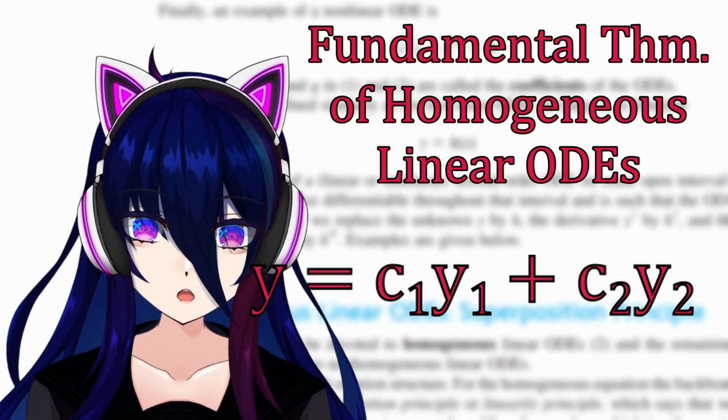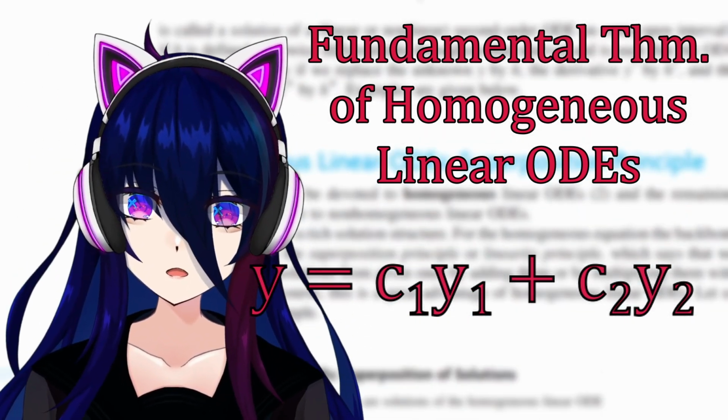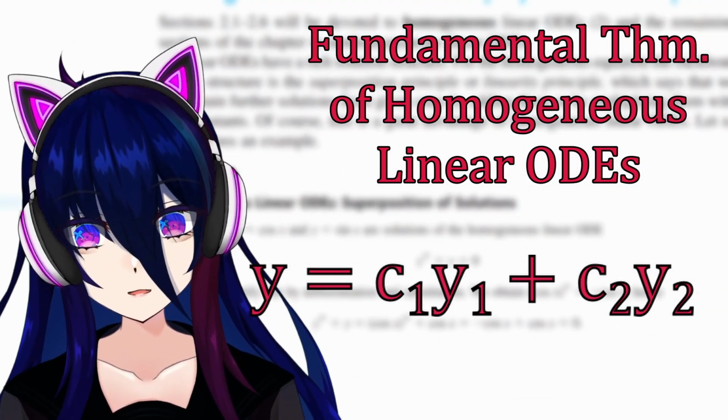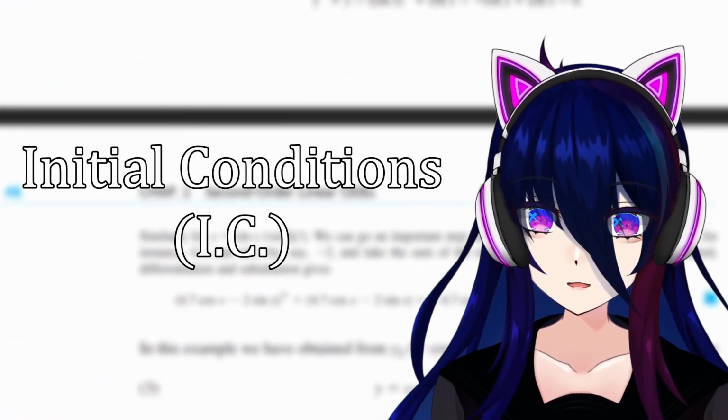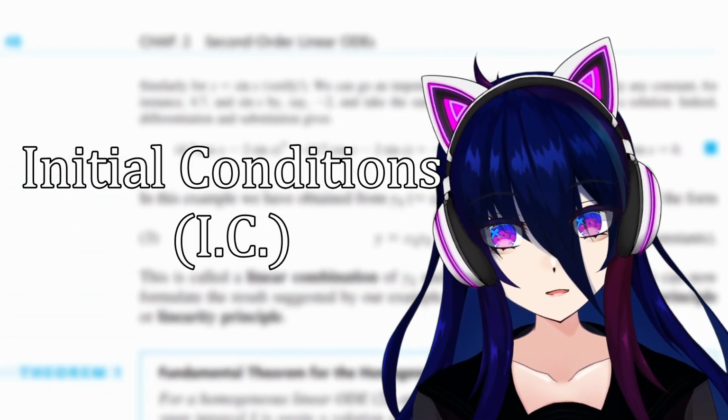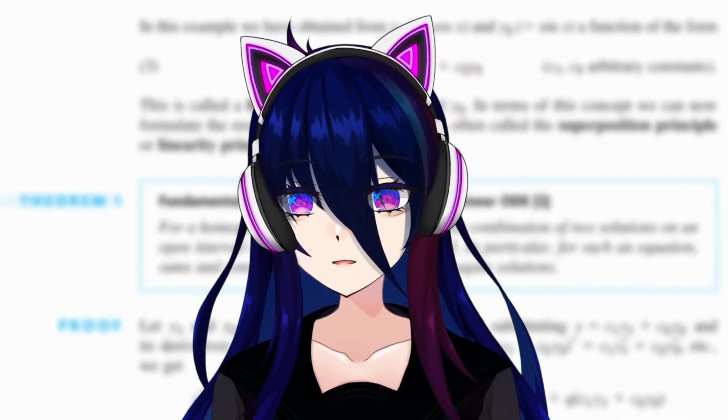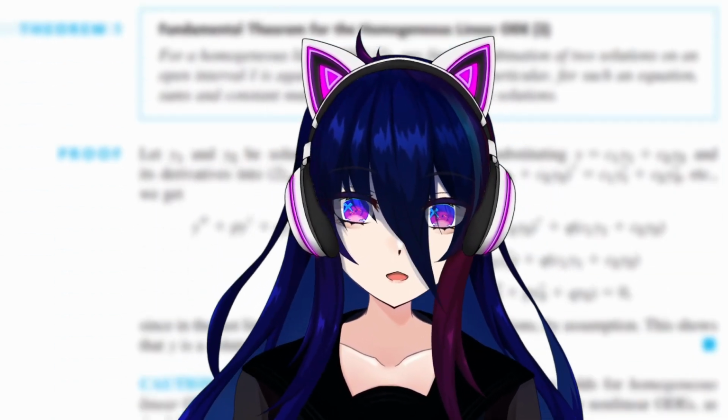Now, the fundamental theorem of homogeneous linear ODEs lets us know that the general solution will be in the form of y(x) = c1 y1(x) + c2 y2(x). When we have initial conditions, then we're able to actually find exact solutions. These solutions can end up in a few different forms. Let's take a look at 3 different examples.